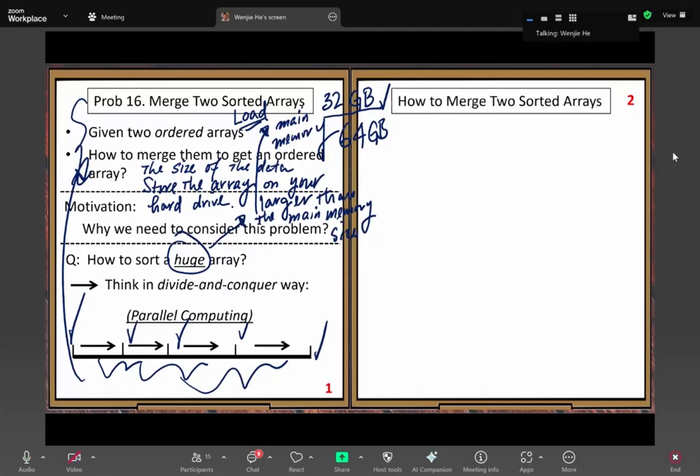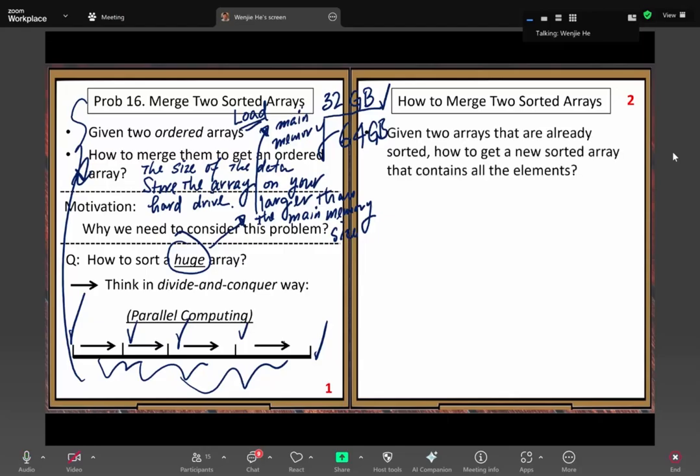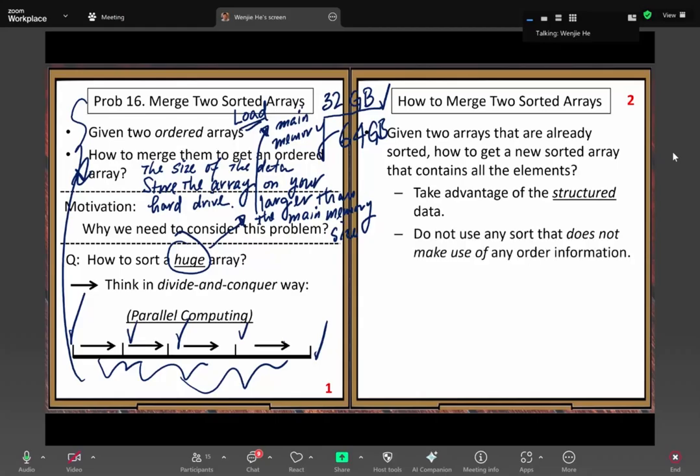How to merge two sorted arrays? Given two arrays that are already sorted, how to get a new sorted array that contains all the elements. Here, we need to use the order information. That kind of information is very valuable. The structured data is very valuable. The question is how to use that ordered information.